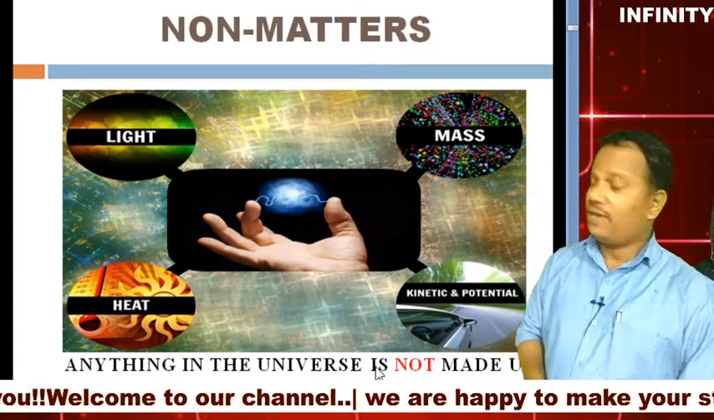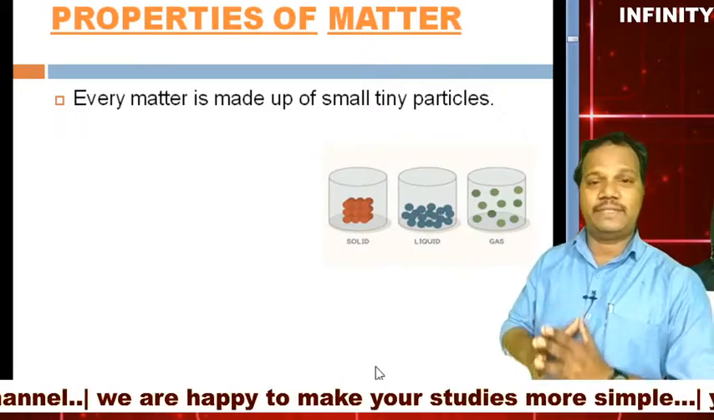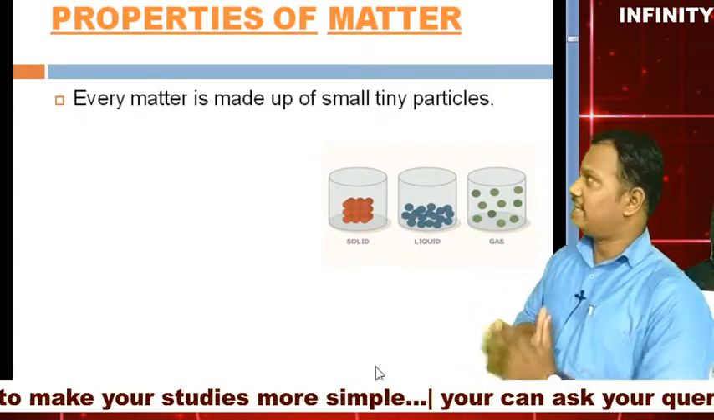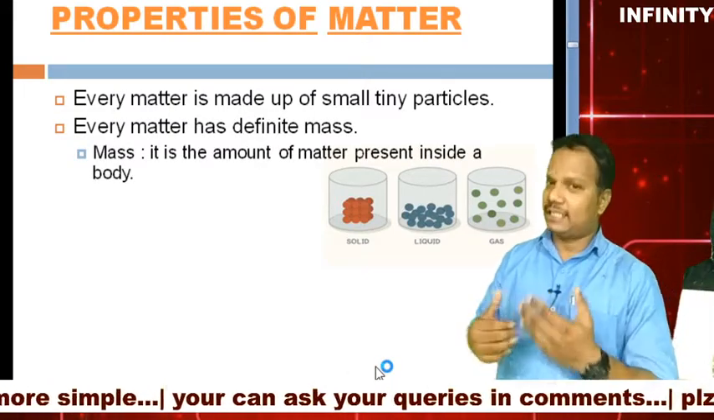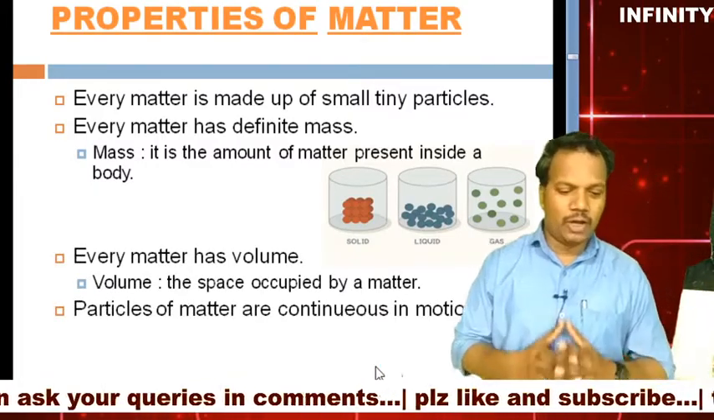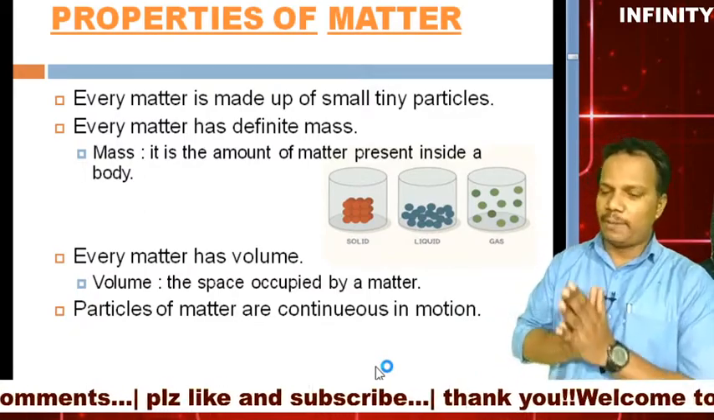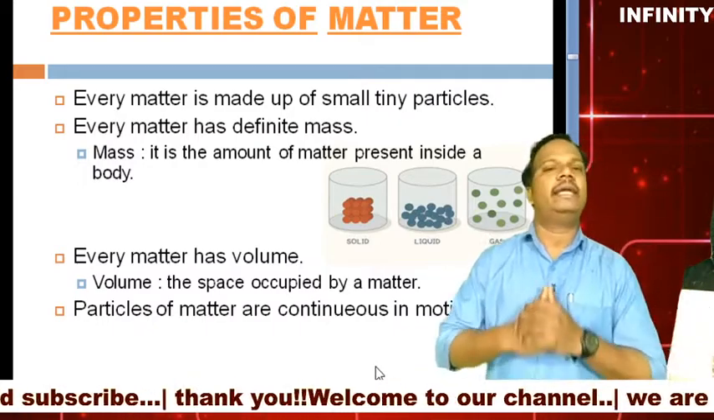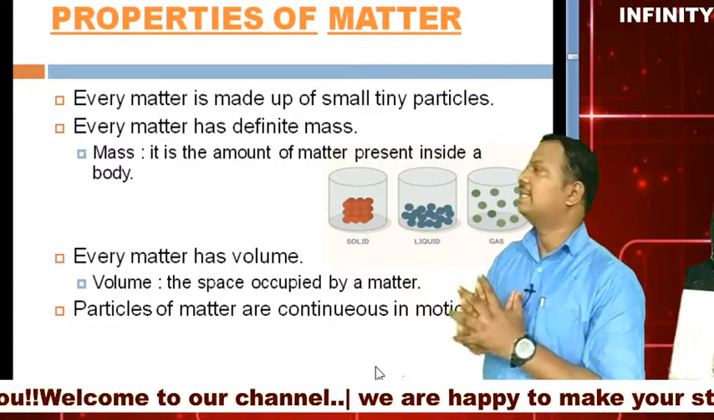After that, we saw the properties of matter, in which we saw all matter is composed of very small, tiny particles. Secondly, matter has a definite mass, and matter has definite volume also. The last property that we have seen is that particles of matter are in continuous motion. So all these properties we have already seen last time.